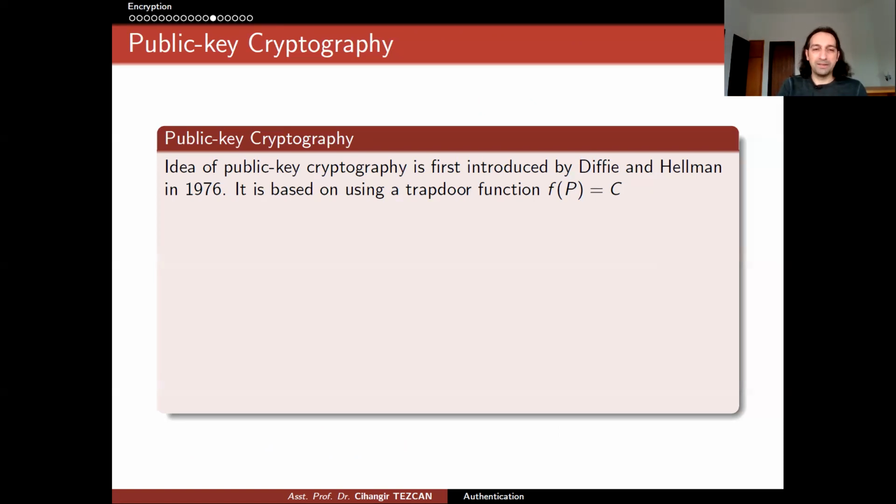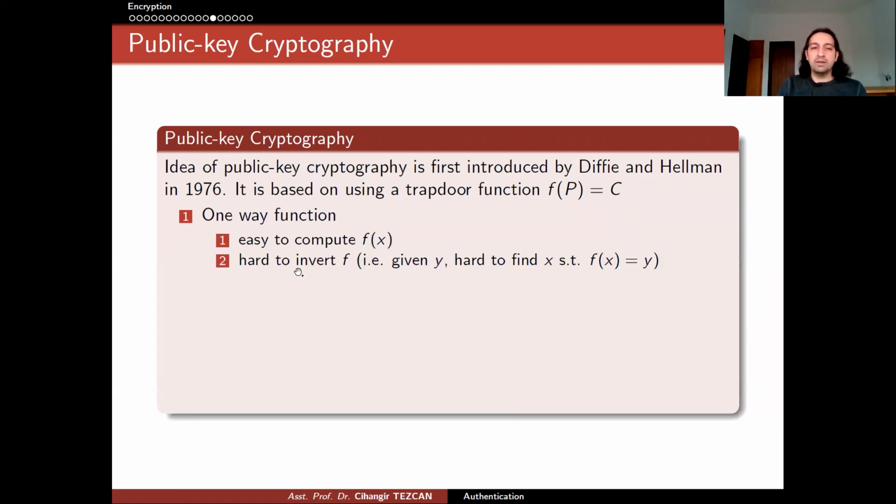So let's move on to public key cryptography. The idea of public key cryptography or asymmetric key cryptography was first introduced by Diffie and Hellman in 1976. They had a beautiful paper written at that time. They based their idea on using a trapdoor function f. So the idea is as follows. They think of something like a hash function, which they call a one-way function. It is easy to compute the output of this function when you know the input, but it should be hard to invert when you know the output. So given y, it should be hard to find x.